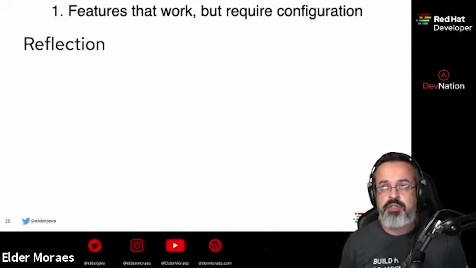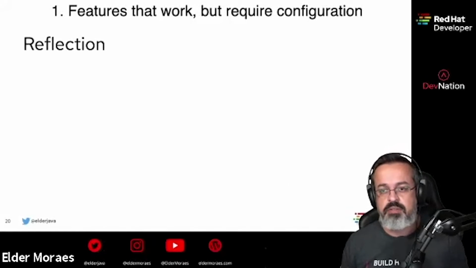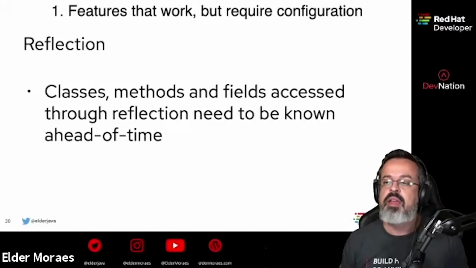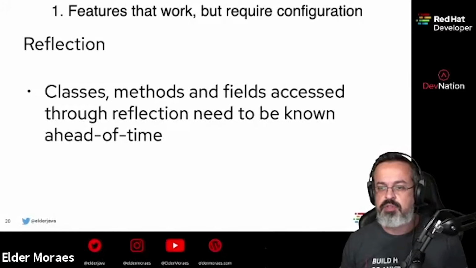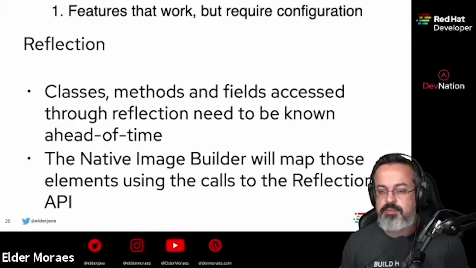Reflection is interesting because in the first versions of native image, back in 2018, reflection basically didn't work, and they improved it a lot over the years. Now it works, but it requires configuration. Basically, classes, methods, and fields accessed through reflection need to be known ahead of time. The same case applies to dynamic classes and dynamic proxies.